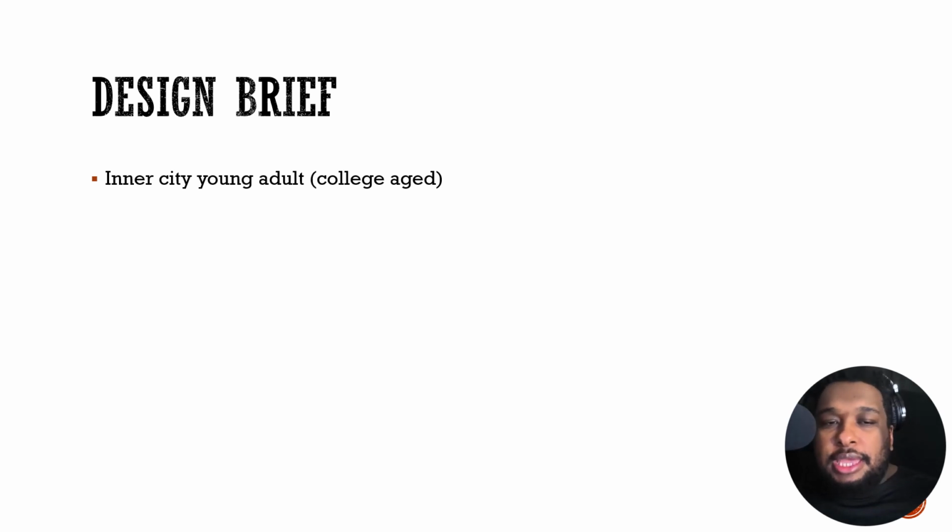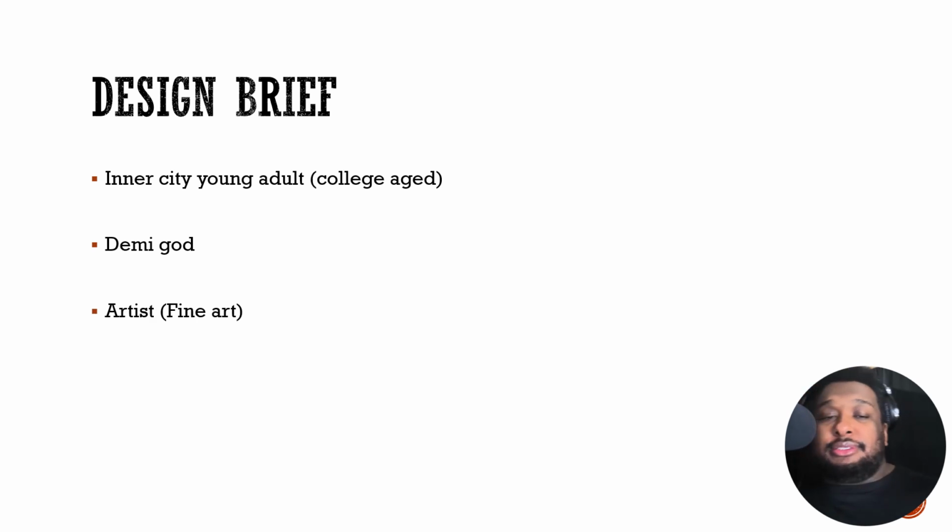All right. So, for the design brief, I made up my own little design brief on what I want this character to be. So, first, I want him to be an inner city young adult, college aged. I want him to be a demigod, so his powers run through lineage. Now he's an artist, like a fine artist, so he paints in galleries and stuff like that.